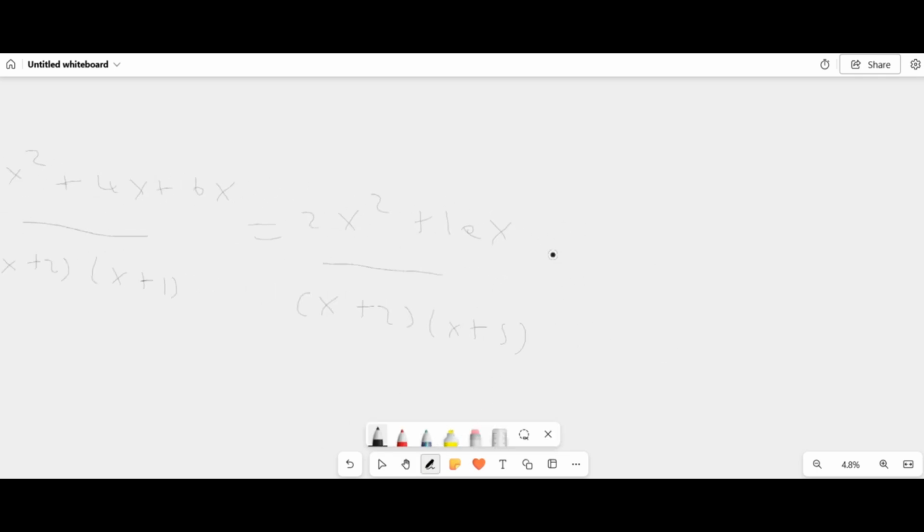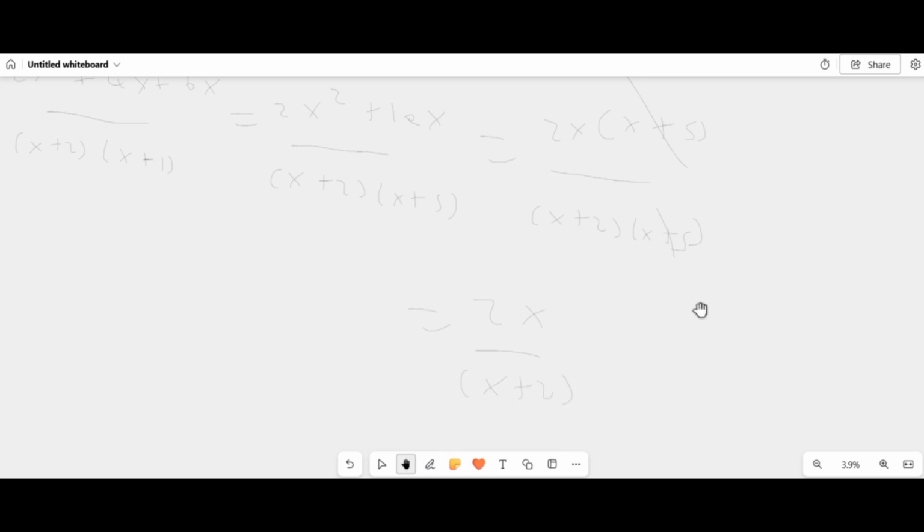And then take out 2x on the top here, so that's 2x there. That's x plus 5 inside the bracket, and that's all of that over x plus 2, x plus 5. And then obviously that cancels, so we're just left with 2x over x plus 2 here. Alright, save. Alright, part B.